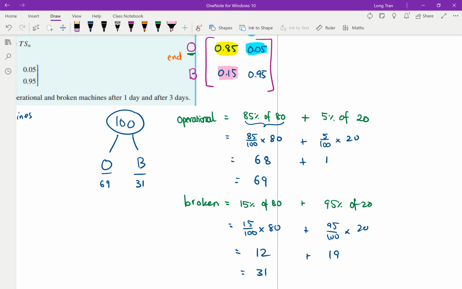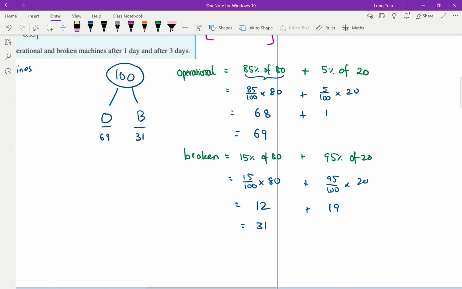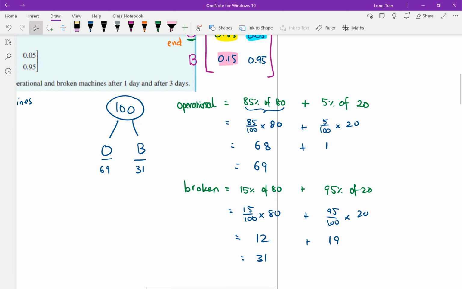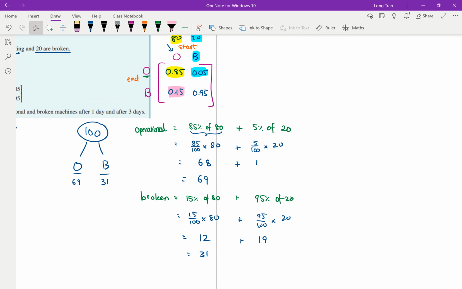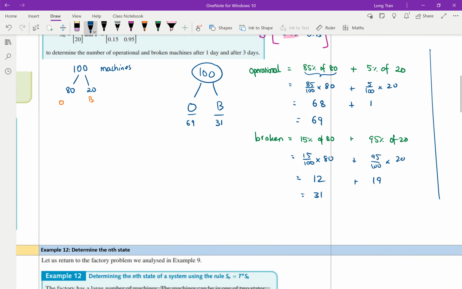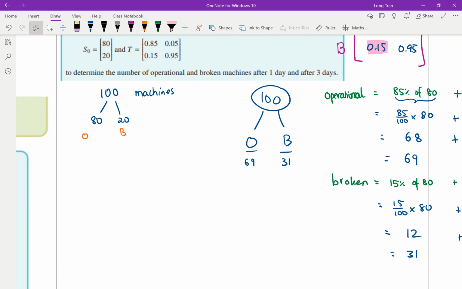So this is what we had to do in order to find out how many there were after one day. And then you can do it again and say, now that I know the result at the end of one day, remember I started off at 80 operational and 20 that were broken.